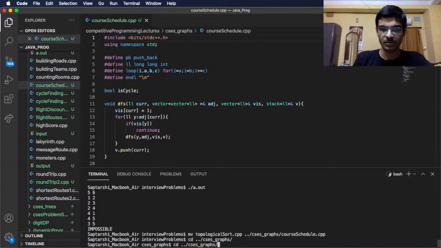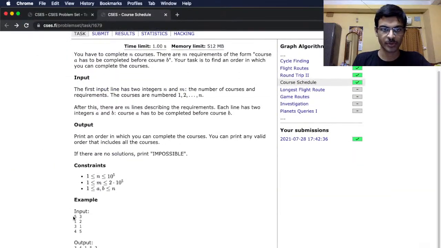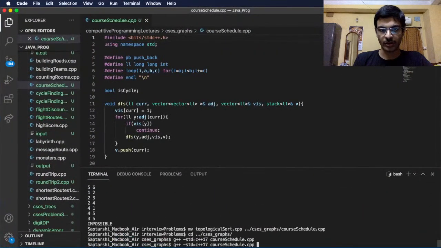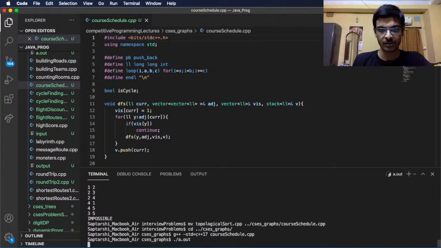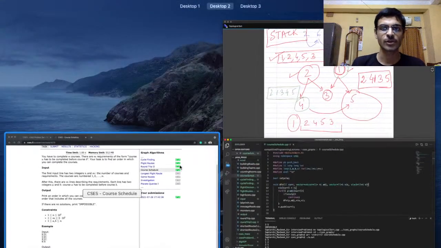CSES graphs, wait. Now I'll just check if I'm able to run it. Over here, course schedule. Yeah. And then let me just copy it. Okay. So first of all, that's good. So this will also run.